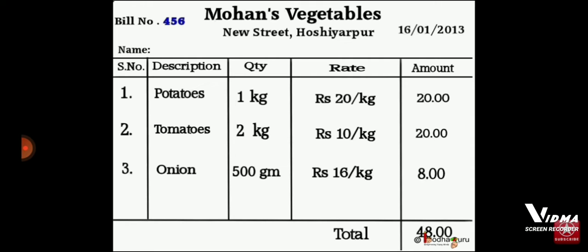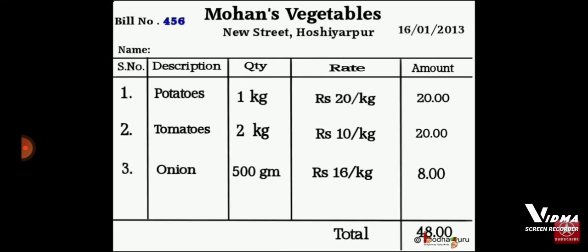The second thing is the bill number and the date on which the purchasing has been done. The date is 16th of January 2013. Third thing is the serial number. Serial number indicates how many items have been purchased. Then the description. Descriptions are the things which have been purchased by the customer. The third thing is quantity.